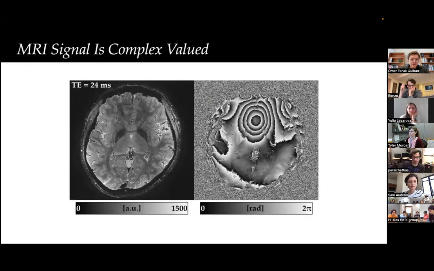Okay, so first, just to keep everyone together following what's going on, briefly some basics, and I will have lots of simplifications, but hopefully this is the right level. So MRI signal is complex valued. We are most of the time looking at the magnitude part of the resulting brain image, but there is also, for instance, here you can see the phase component.